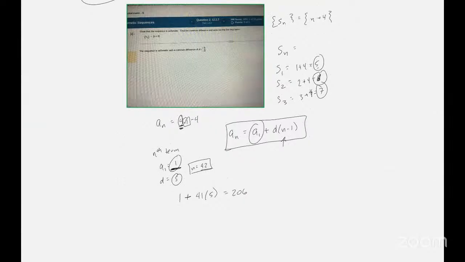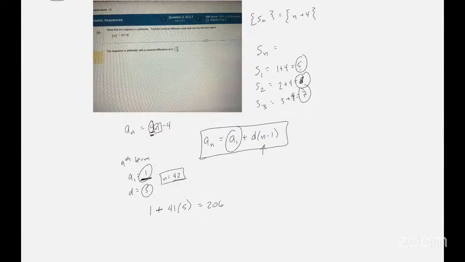Yeah, so that answer from earlier was wrong. I'm not sure what happened. The 206? What did it say? It said that A sub 1 was 1, D was 5, and N was 42. It said solve, and that's what it said, and it was wrong. Solve for what? Solve A sub 42?